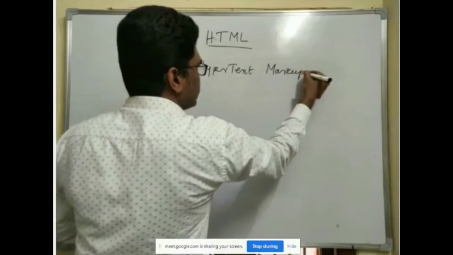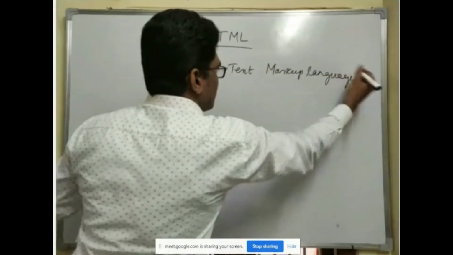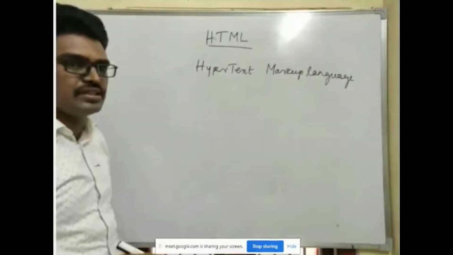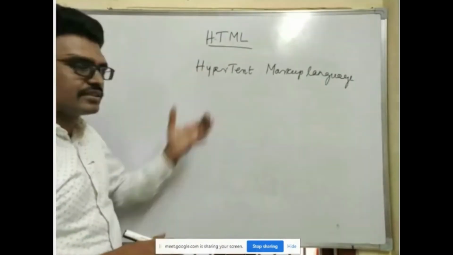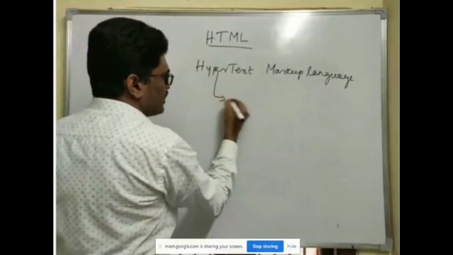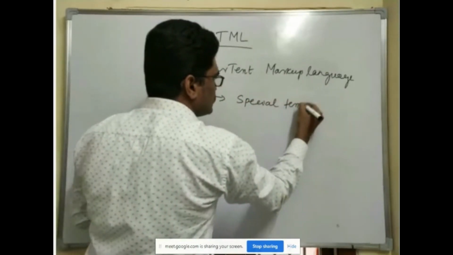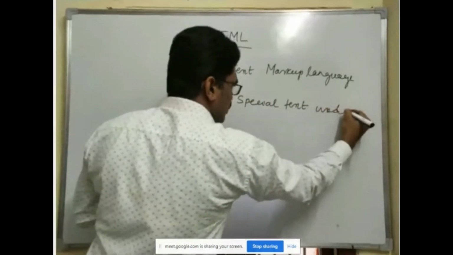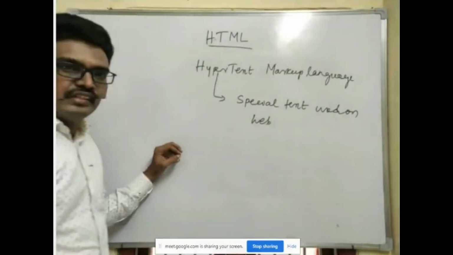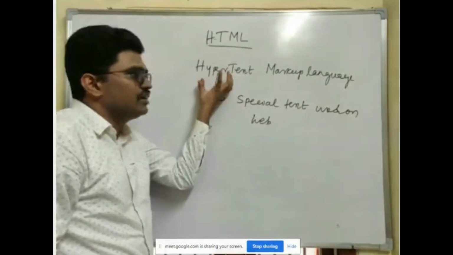Markup Language. Hypertext Markup Language. Okay, so first, going into the language, we'll try to define its title itself. So what does hypertext markup language mean? What does hypertext mean? It is a special text used on the web. Hypertext is nothing but this special text that you are going to use on the web. So that is called hypertext.